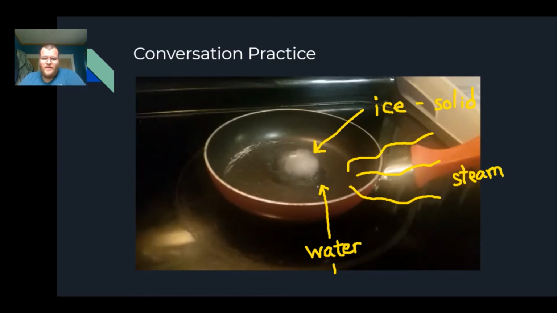The water is a liquid. That means it does not have a shape, but it will take the shape of anything that you put it in. And then steam is going to be a gas. Gas also does not have a shape, and it's similar to air. Okay, so here we have three forms of matter. We have a solid, we have a liquid, and then we have a gas.